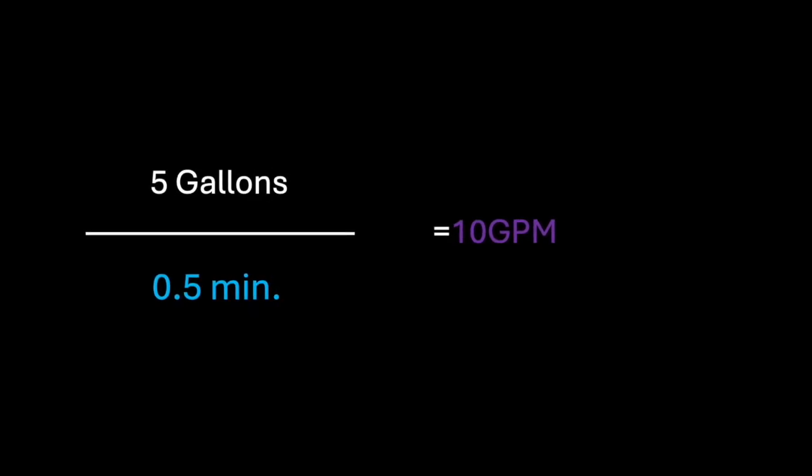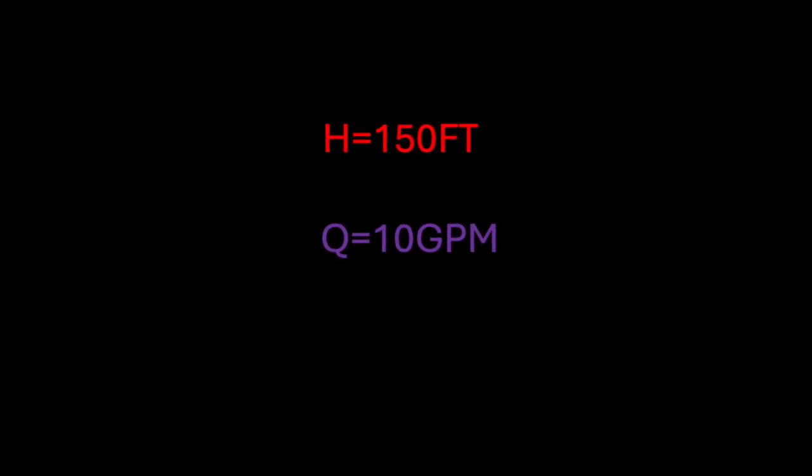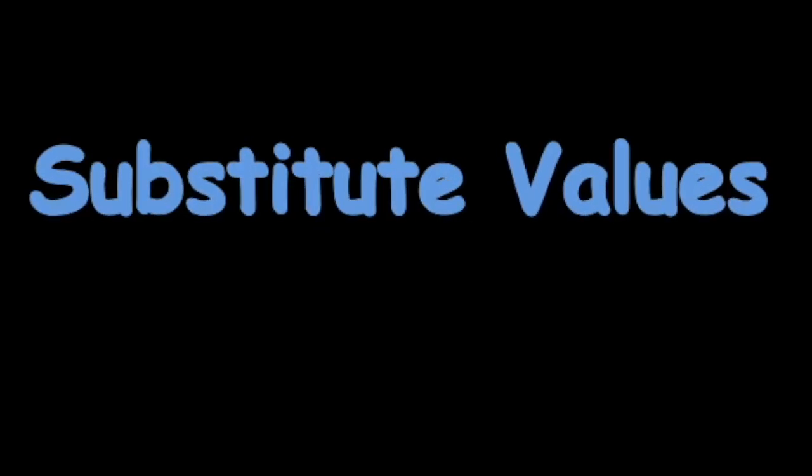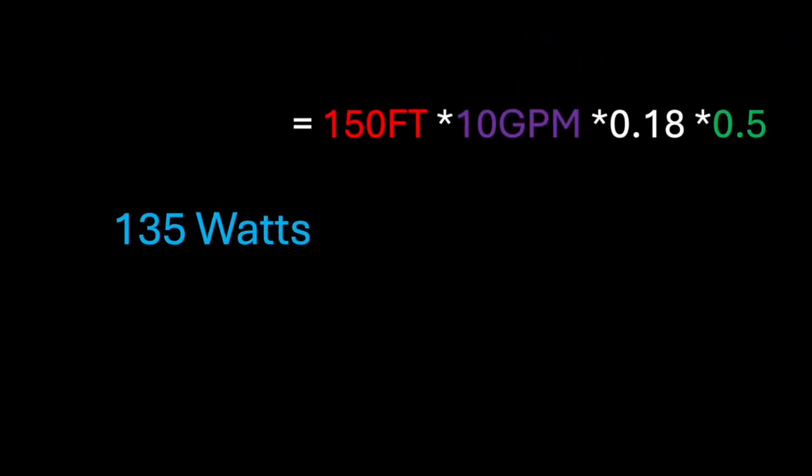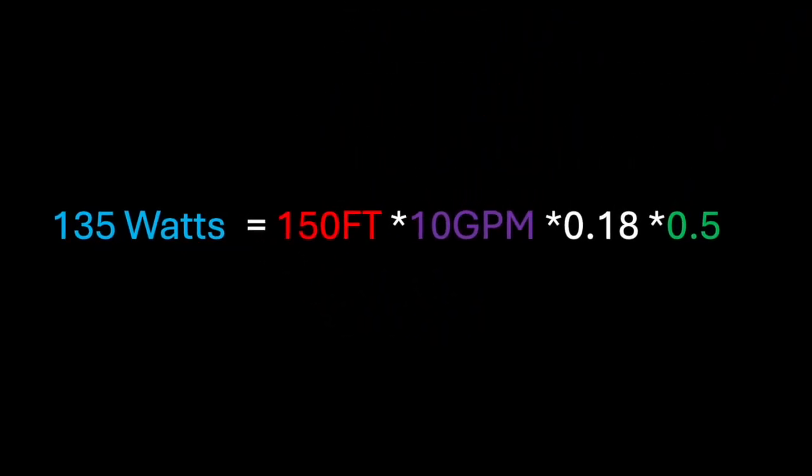From our calculations, we now know that the water head value H is 150 feet, and the flow rate Q is 10 gallons per minute. Next, we insert the values into our equation and get 135 watts. It will look like this. This will give you a value in watts.